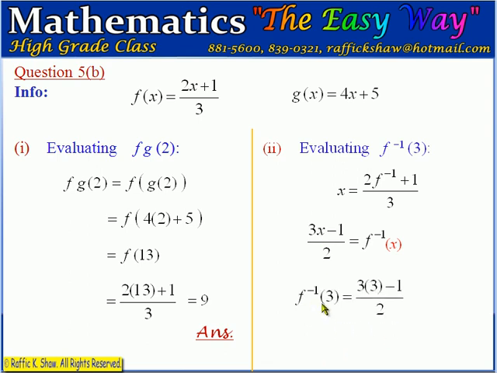And that will give us f to the minus 1 of 3. F to the minus 1 of 3 is equal to 3 multiplied by 3, this x is replaced with 3, minus 1, divided by 2. 3 times 3 is 9. 9 minus 1 is 8. 8 divided by 2 is 4. And therefore f to the minus 1 of 3 is equal to 4. And that's the answer for that part of this question.